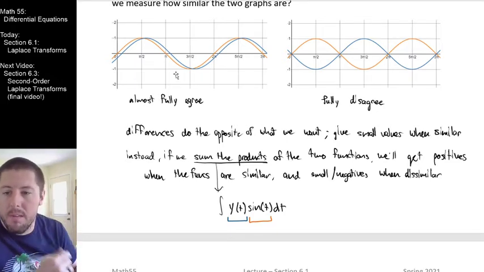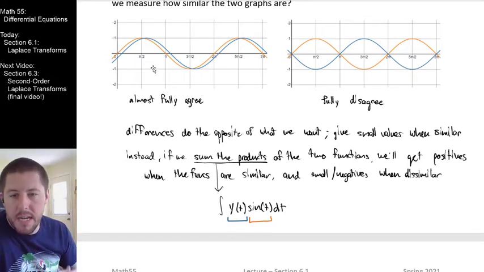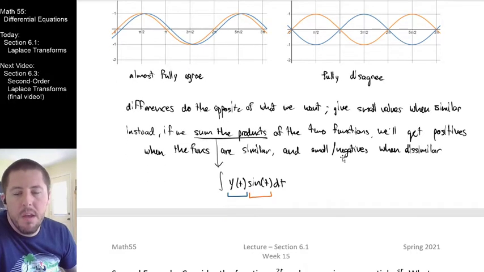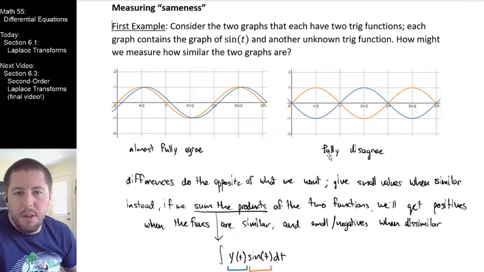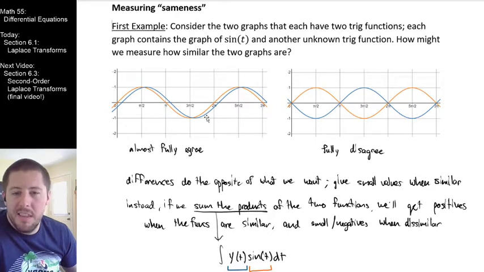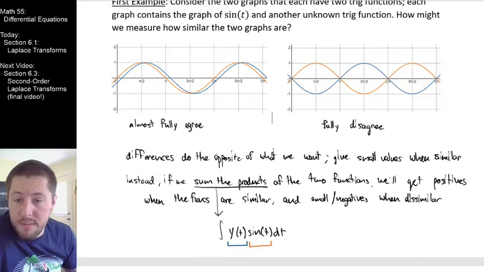So we want to add up all of the products of the two functions over all the x values of interest. That's just us describing the integral of a product of two functions, right? So this is my first example of measuring sameness right here. It's kind of weird to come up with a numerical measure of how similar two functions are. In this case, we did a graphical, visual idea, and it was related to trig functions.